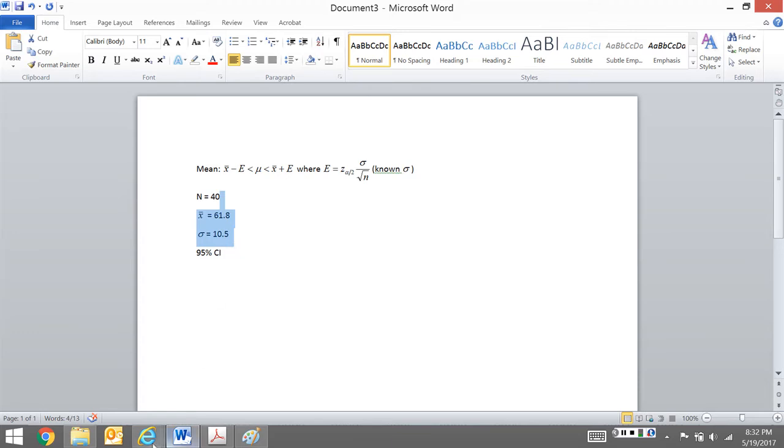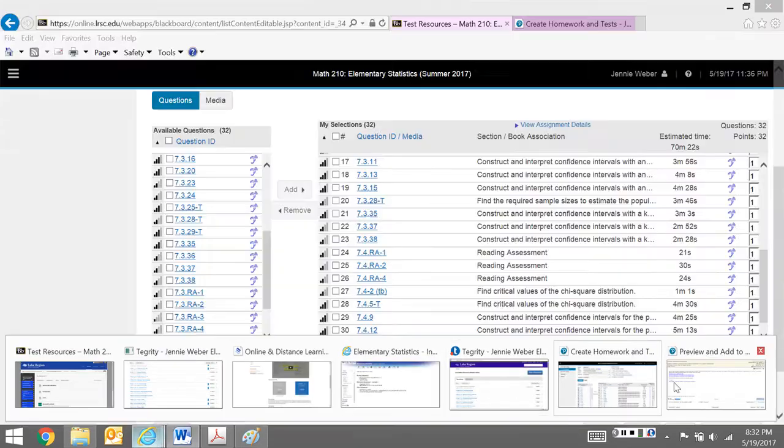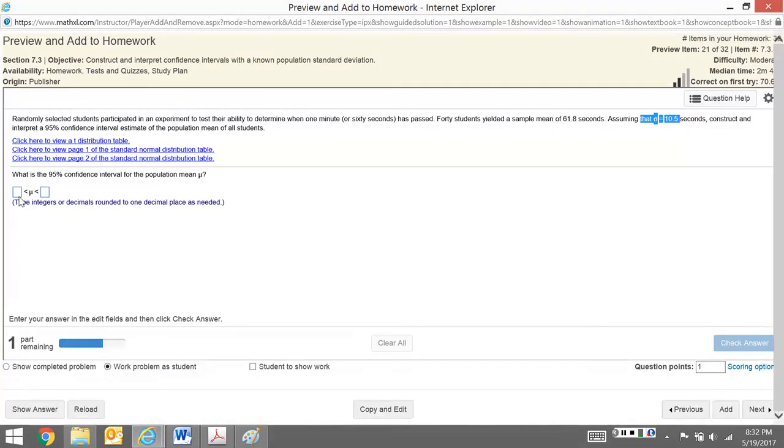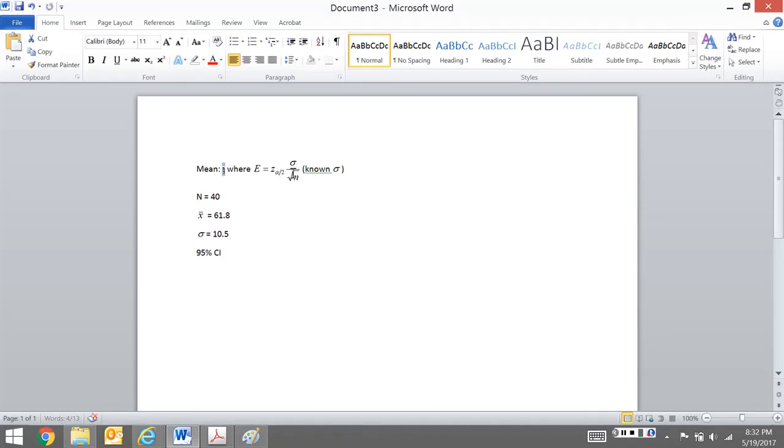Then this is the information we were given. Now, to construct this, you'll see that they want us to find the interval here. We know X bar. They gave that to us right there, but we need to find E, okay? Well, I know N. They told us N. They told us sigma, the population standard deviation, but I need to find the Z value.